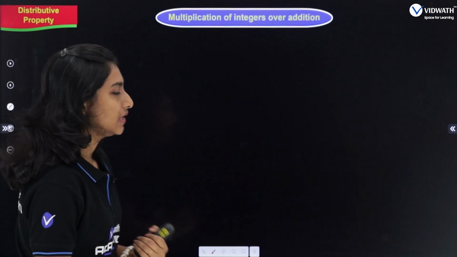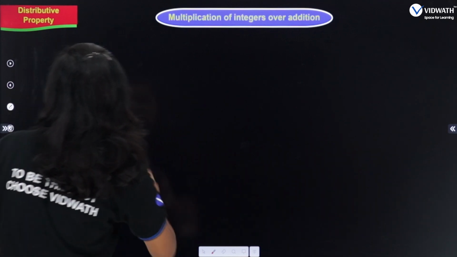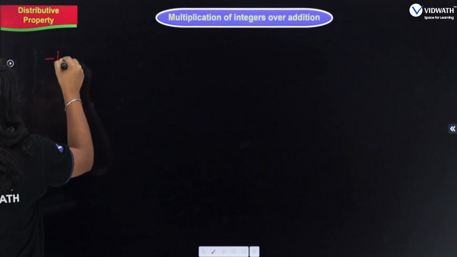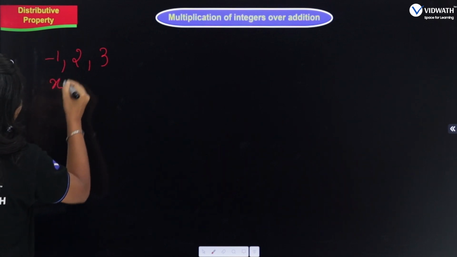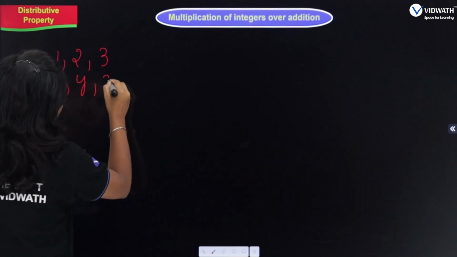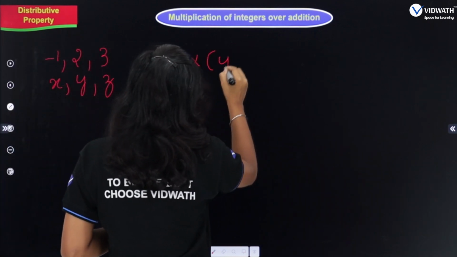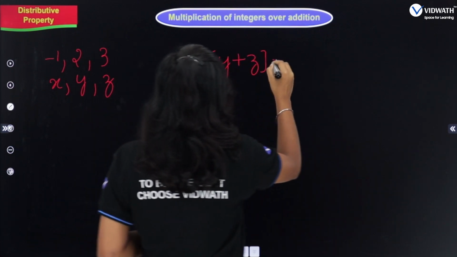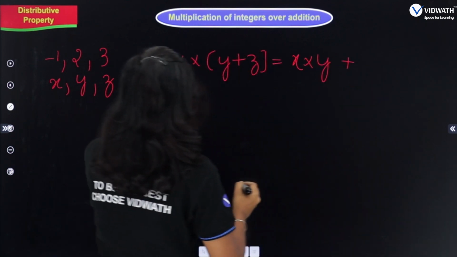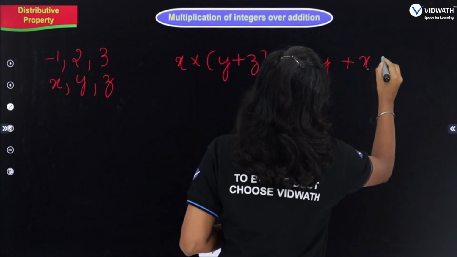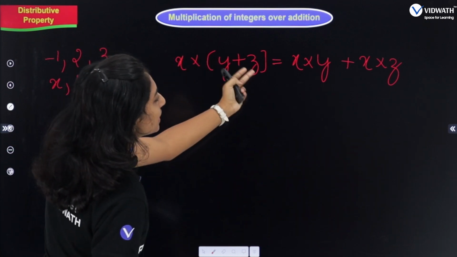Next is the distributive property. Distributive property of multiplication of integers over addition. So, we will take 3 integers, say -1, 2 and 3, and I will assume -1 as x, 2 as y and 3 as z. And now I will write x into y plus z is equal to x into y plus x into z. That is, we are multiplying x with y plus x with z.